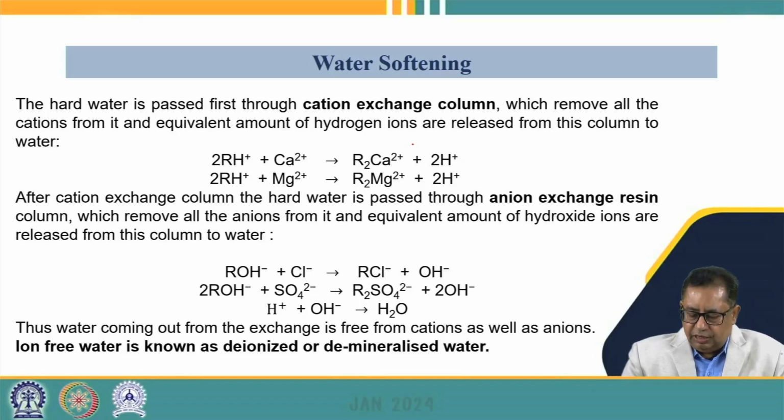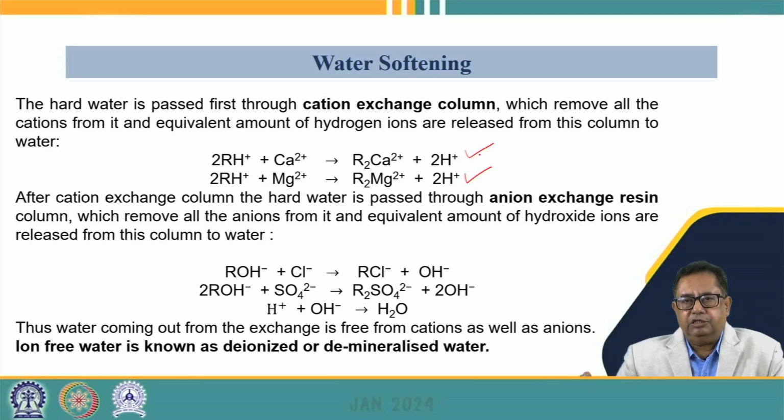For example, you can see here that when calcium-laden water comes in contact with a resin which has H+ as functional group, the calcium replaces H+ ions, and the H+ ions go into the water. Similarly, magnesium is also removed by using RH+ as a resin. So this means that H+ ions are exchanged by the cations which are present in the water, so the equivalent amount of H+ goes into the water.